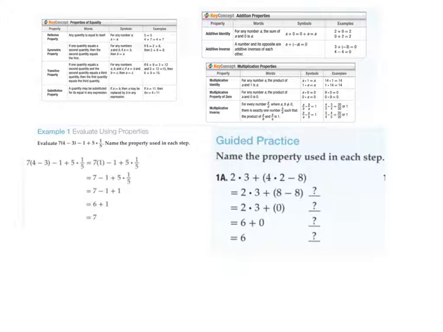To use the properties to evaluate, we want to be able to list whatever happens in the equation. So if we look at this equation, we have 7 times 1, which was 7 times 4 minus 3. So basically, we substituted 1 for the 4 minus 3. So that's the property we used.